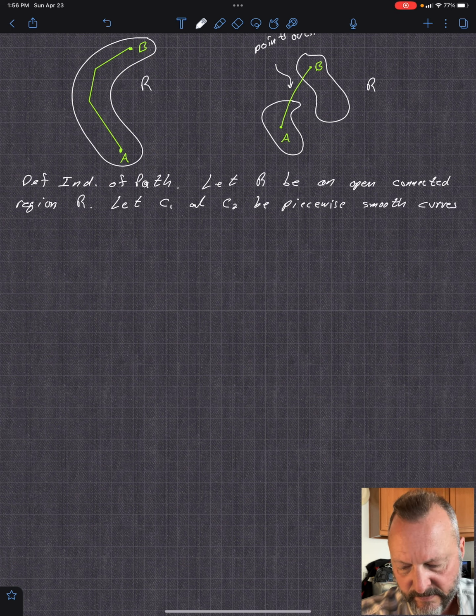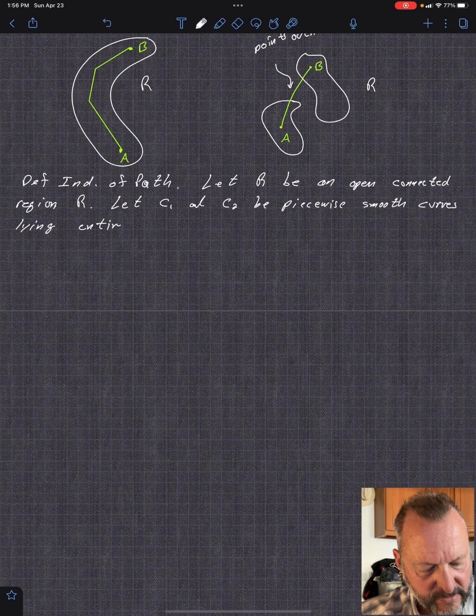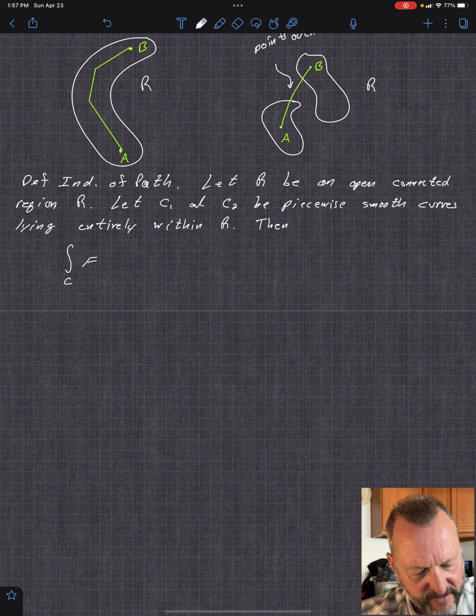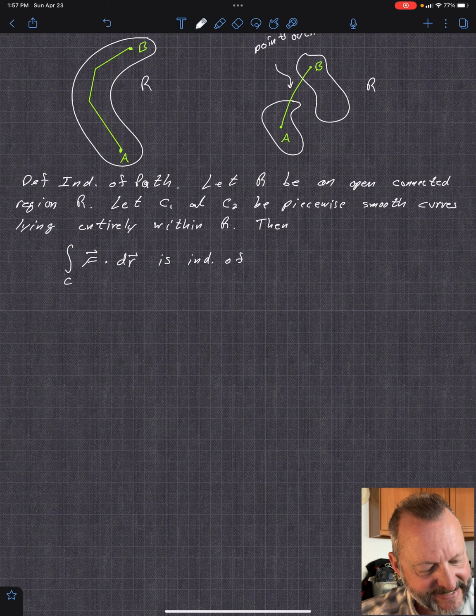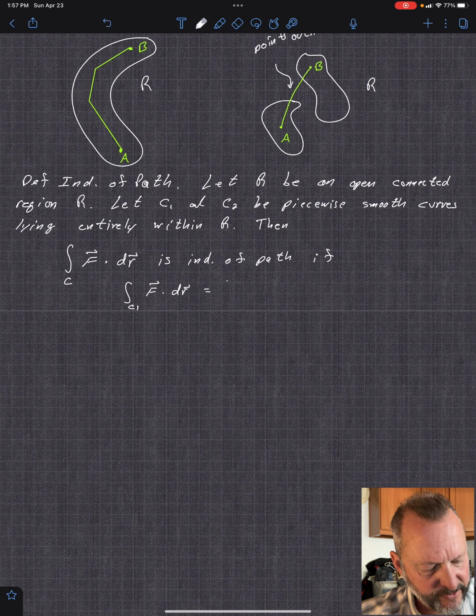So let C1 and C2 be piecewise smooth curves lying entirely within R. Then the integral over C of f dot dr is independent of path if the integral over C1 of f dot dr is equal to the integral over C2 of f dot dr.